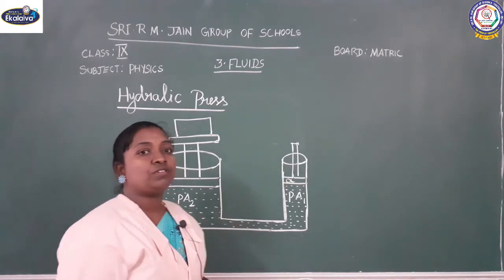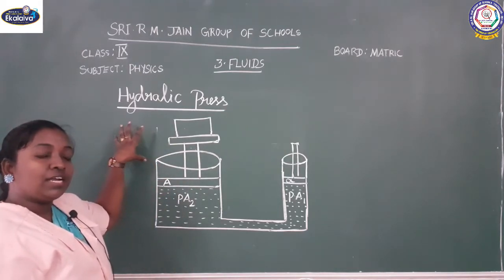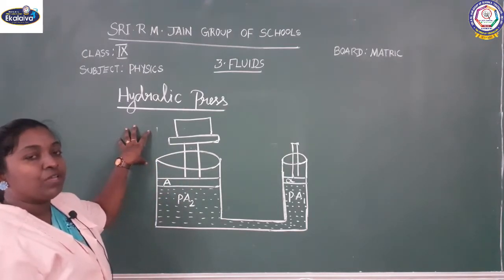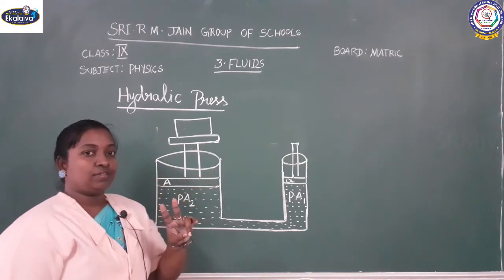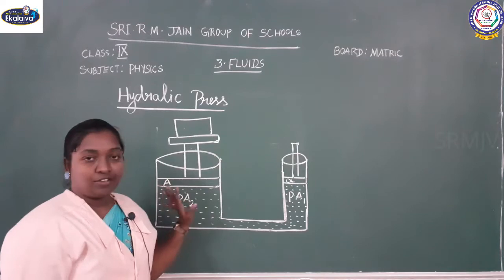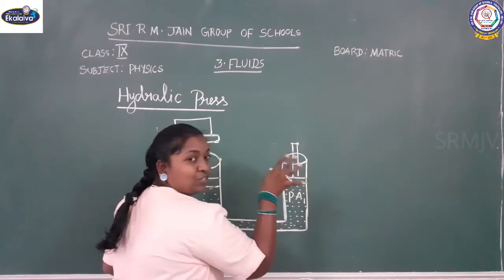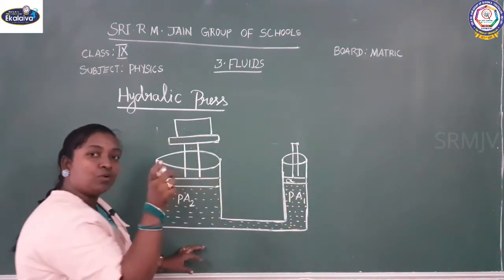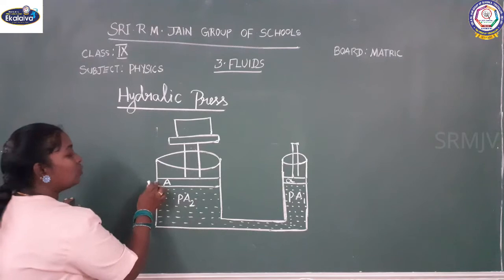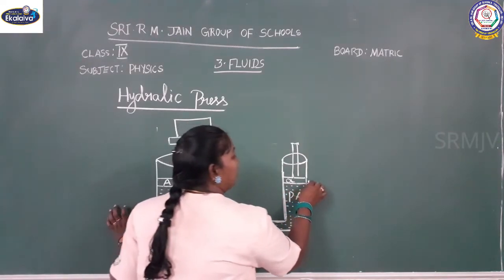So one we are going to see is the hydraulic press. This is also working under the principle of Pascal's law. The hydraulic press consists of two cylinders. One is very small in size, represented by small a, which is the small cross sectional area. The other one is bigger in size, which is the large cross sectional area.